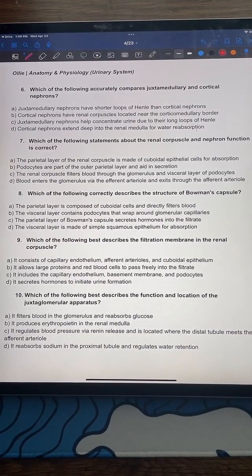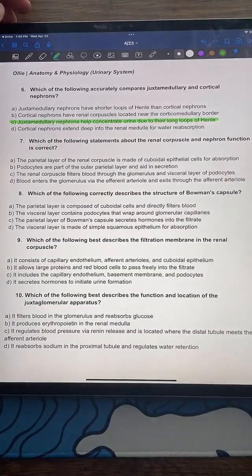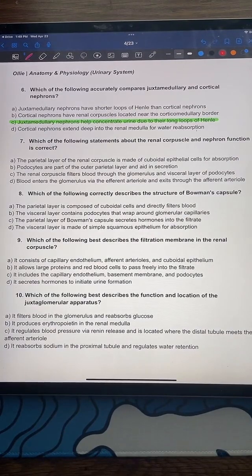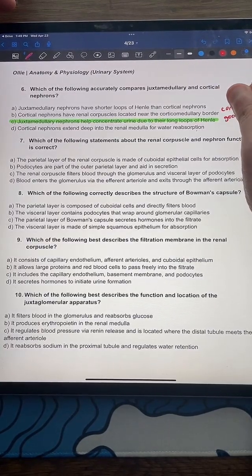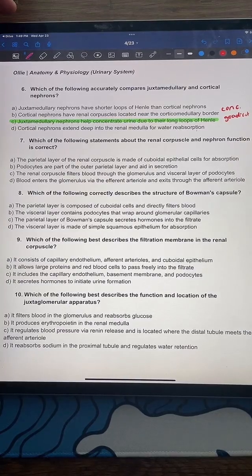So think about, you should know the difference between these as well. The answer is, I'll talk about it, but it's C. So juxtamedullary nephrons help concentrate urine, essentially because they have longer loops of Henle. So they have loops of Henle that extend deep into the medulla. This allows them to essentially create a concentration gradient. It's a crappy spelling, but this is essentially for urine concentration.